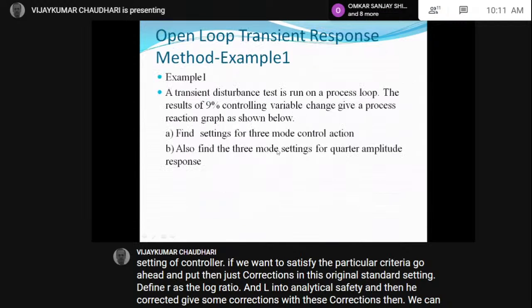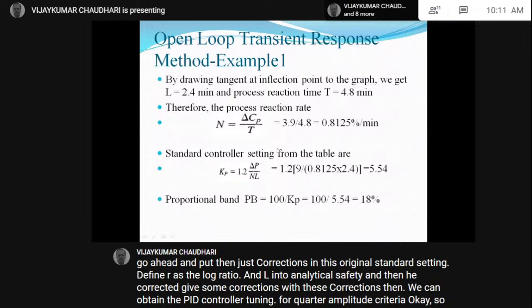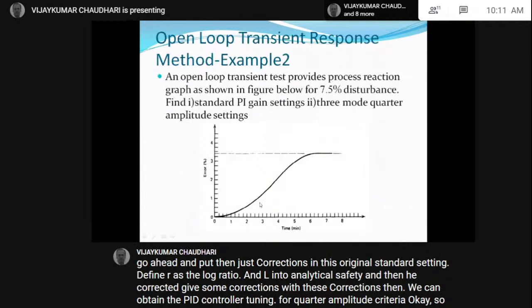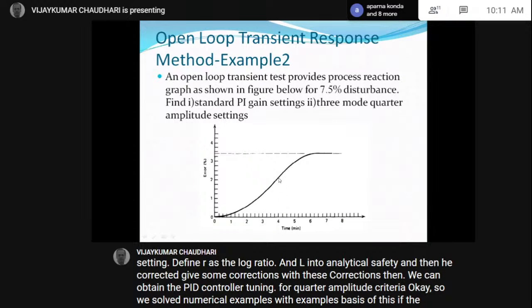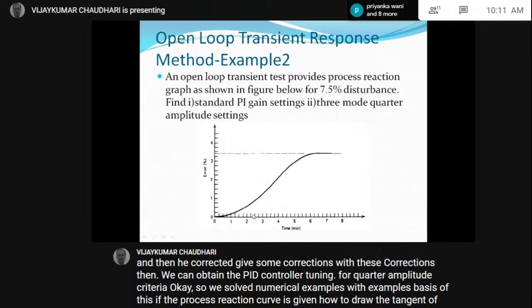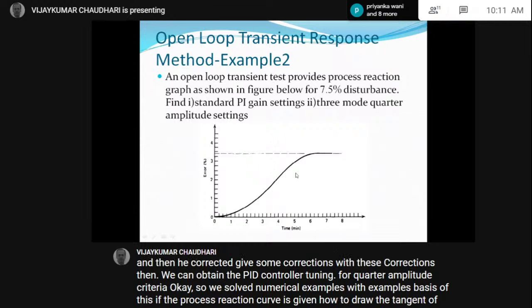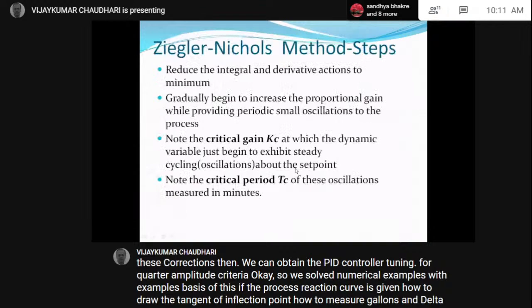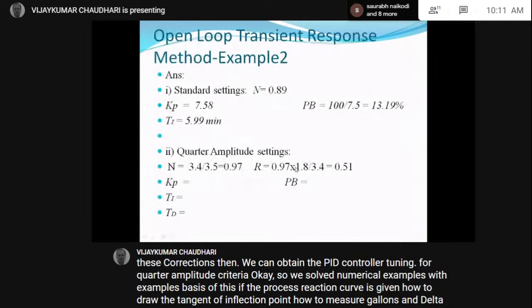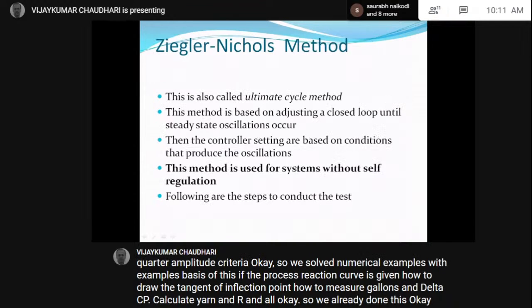Okay, so we solved two numerical examples on the basis of this. If the process reaction curve is given, how to draw the tangent at the inflection point, how to measure L, T and delta Cp, and calculate N and R. So we have already done this. Okay, now let's start the second method, the Ziegler-Nichols method.